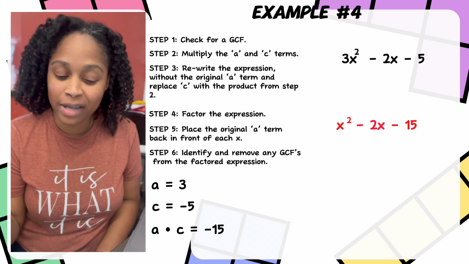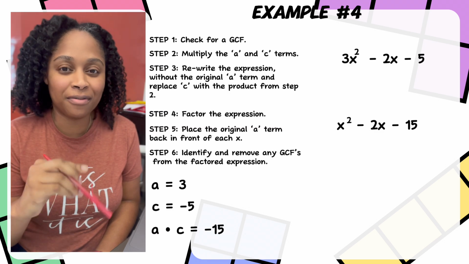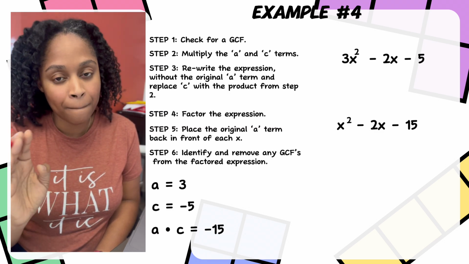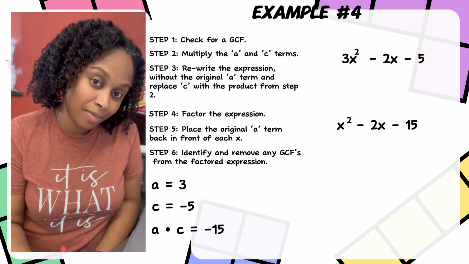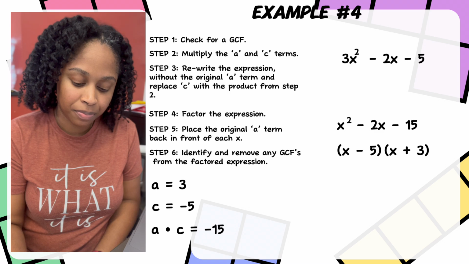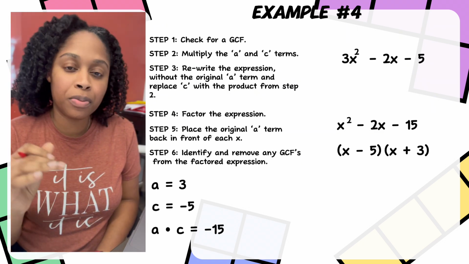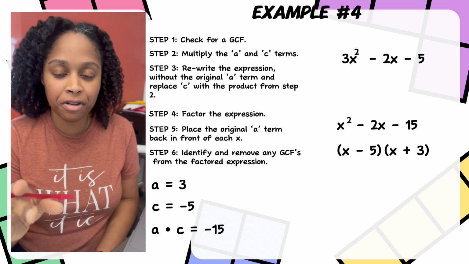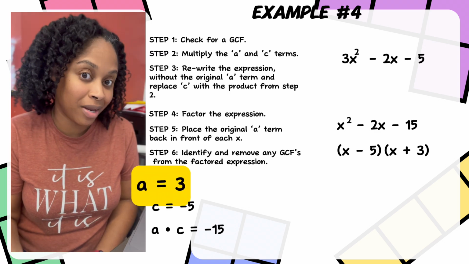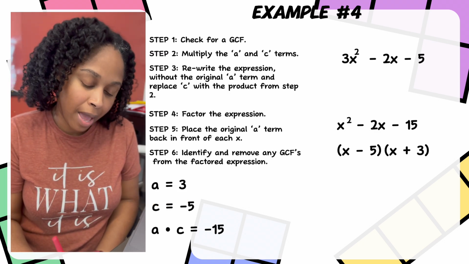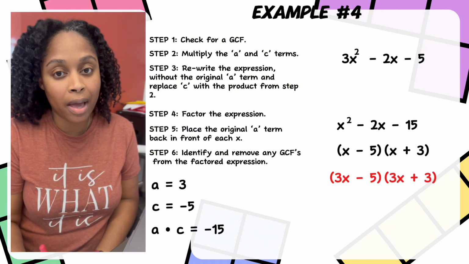Step 4 is to factor like normal. So we have x squared minus 2x minus 15. We need to find two numbers that multiply to negative 15, and that would add or subtract to negative 2. And then that's going to be x minus 5, and then x plus 3. Remember, do not stop here. We're not done. Step 5 is to put the original a term back in front of your variables. So my original a term was 3. So instead of writing x minus 5, I'm writing 3x minus 5. Instead of writing x plus 3, I'm writing 3x plus 3.